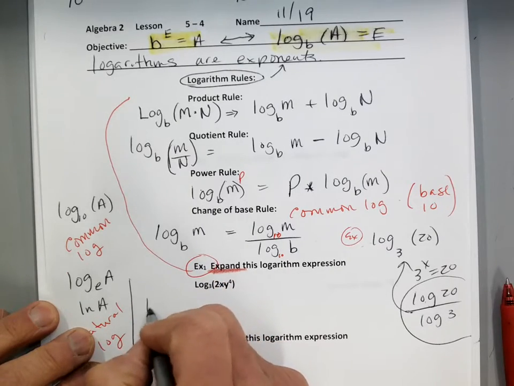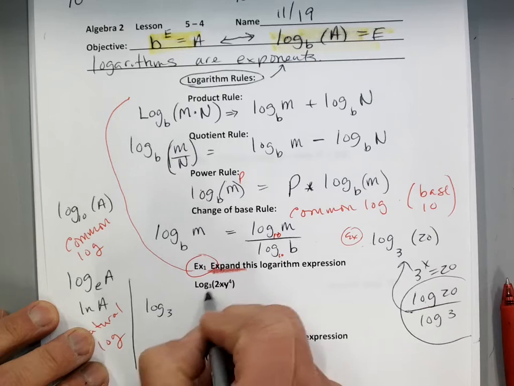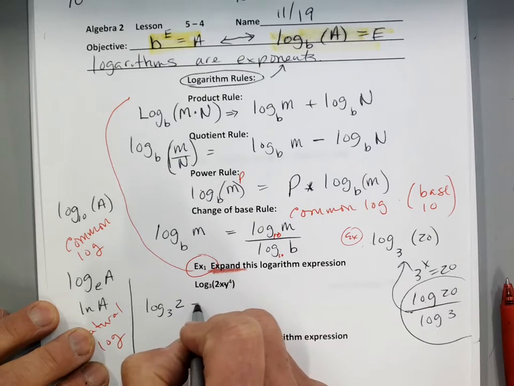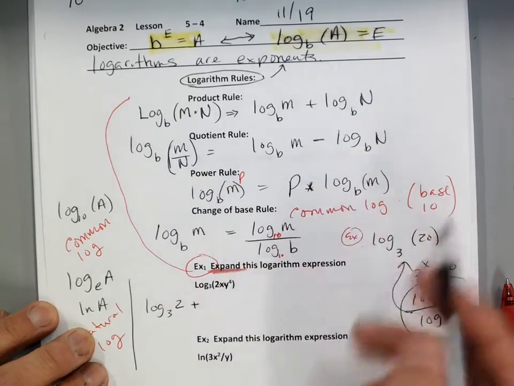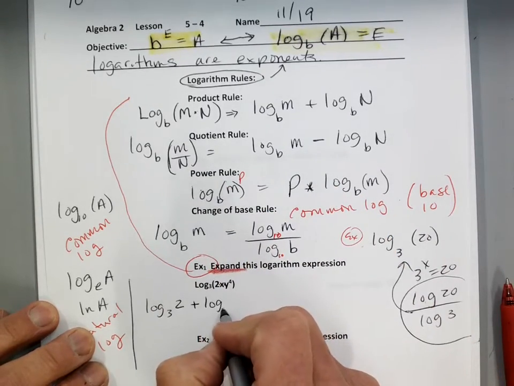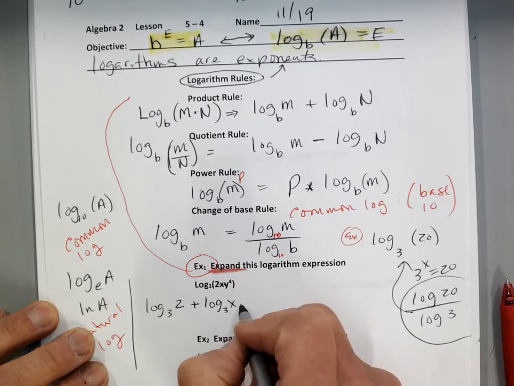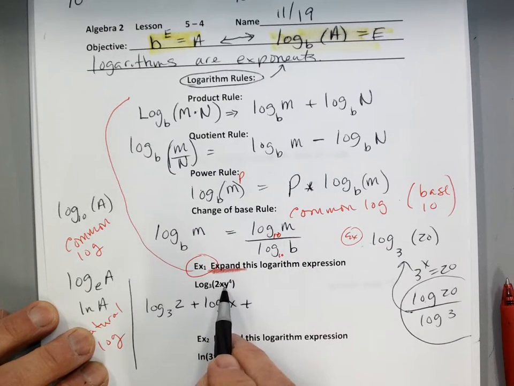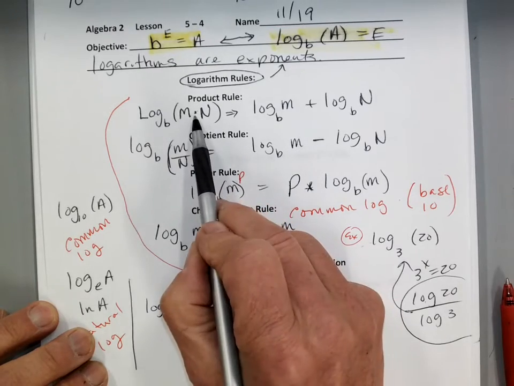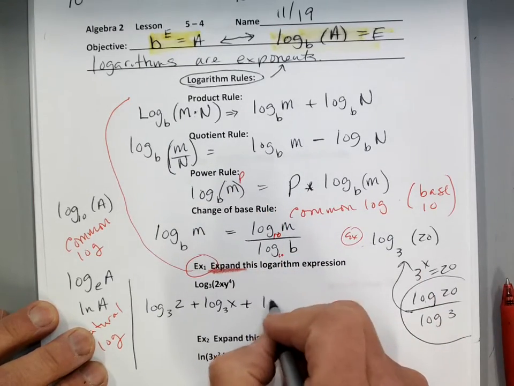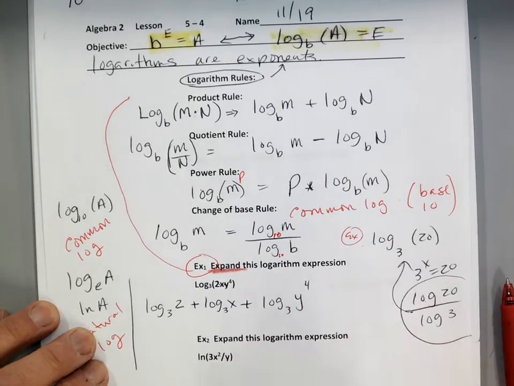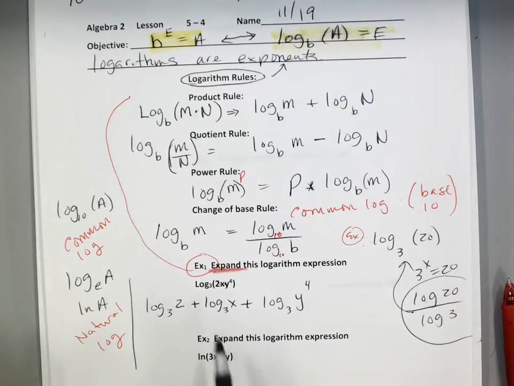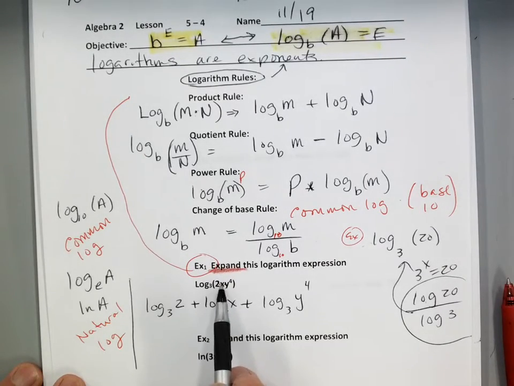as log base 3 of 2 plus, because if it's multiply, I separate them by plus, log base 3 of x plus, because there's a times here, and if I'm multiplying I can separate them by a plus, log base 3 of y to the 4th power. Now, if I see multiply in between, I can separate the logs by plus. This is really handy in calculus.